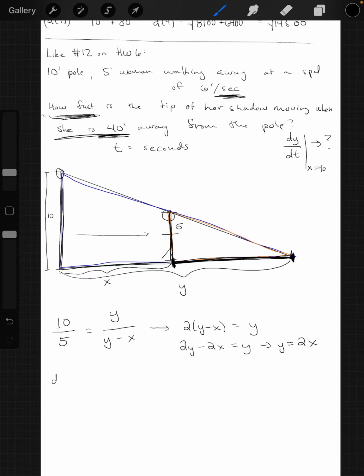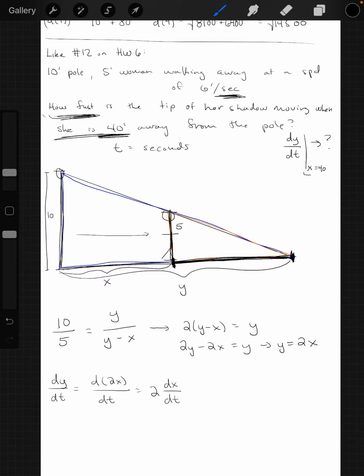So now I want to find dy/dt. So I take the derivative of the left as dy/dt. And then that means I need to look at this guy. The constant multiple rule says that I can just pull that 2 out, times dx/dt. So that means that we need to know dx/dt.